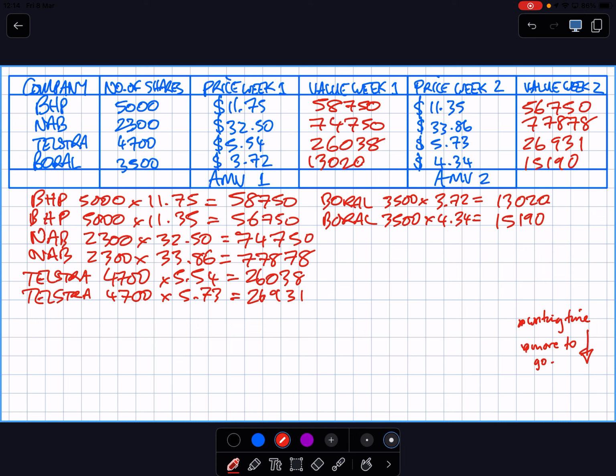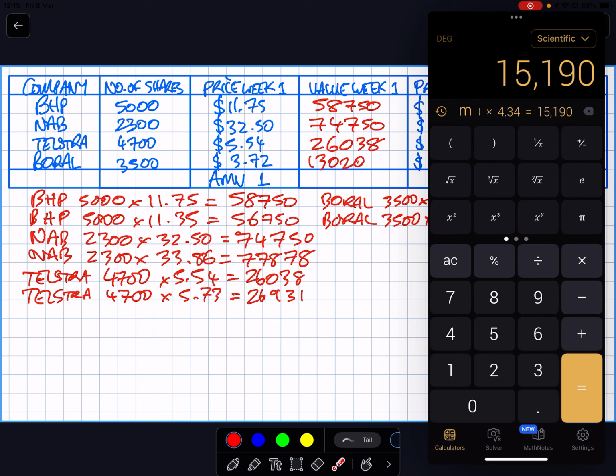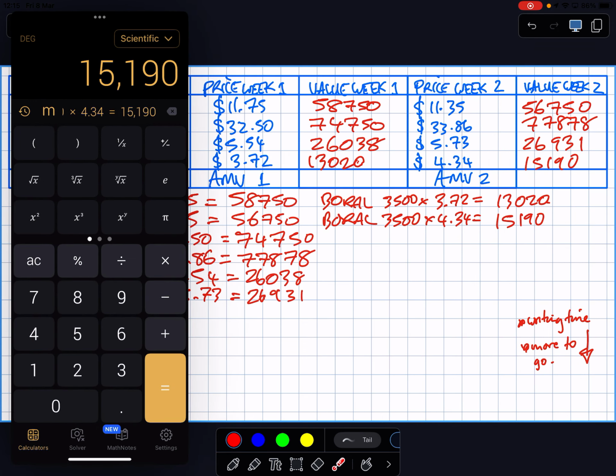Anyone looking ahead, what do you reckon I'm going to chuck into the AMV1 box at the bottom? What do we say aggregate means? All of them together. Because what did we just accomplish with this 58750? That is how much BHP shares were worth in week 1. This is how much NAB was worth in week 1. This is how much Telstra, Boral. I don't care about each individual company. I care about everything I own.